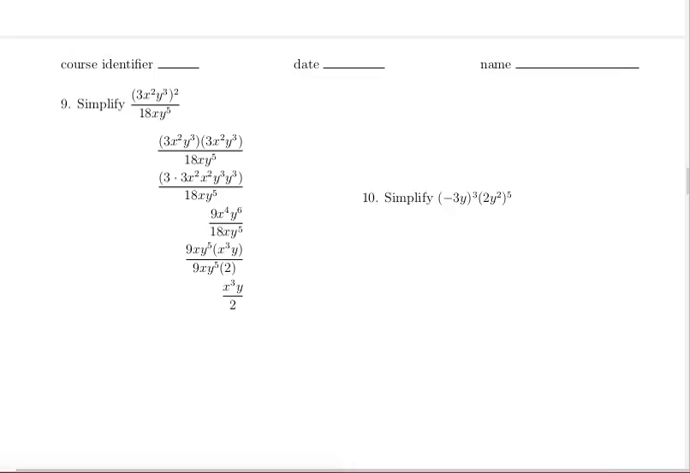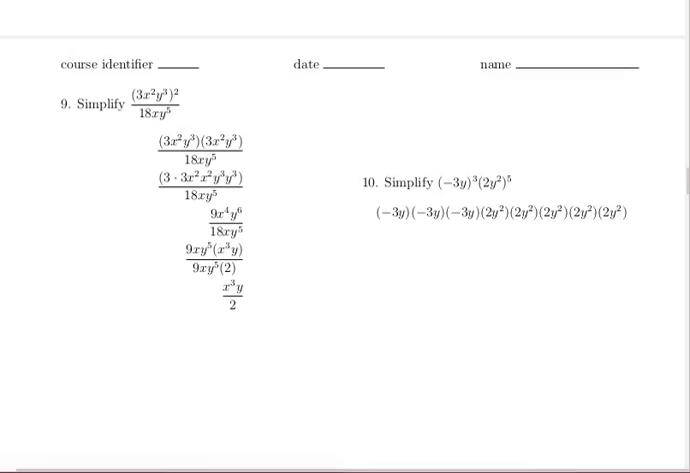Let's look at this second problem now. We want to simplify this product. Now, this next step is probably a step that you would not write down, but I'm doing it here for emphasis. The cube on this minus 3y raised to the 3rd power means that that amount is multiplied 3 times together. The 5 means that that parentheses is multiplied 5 times together.